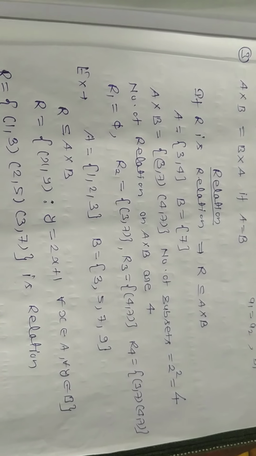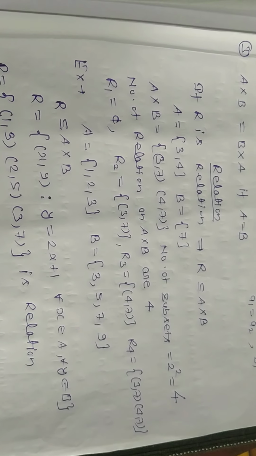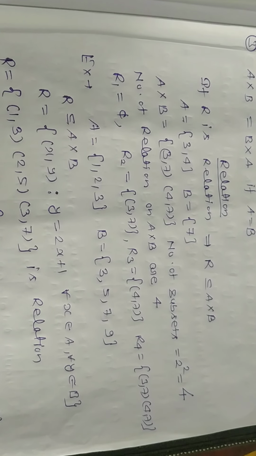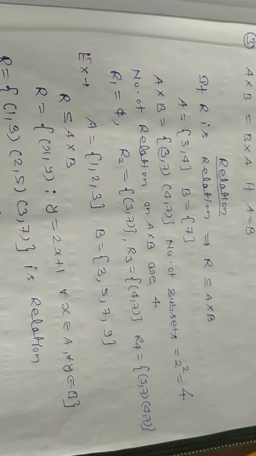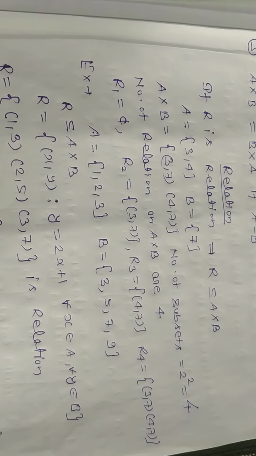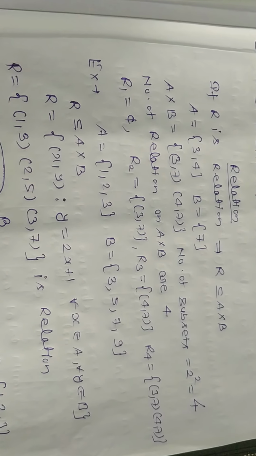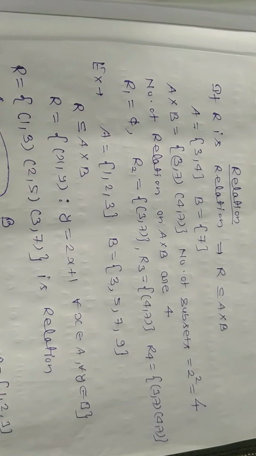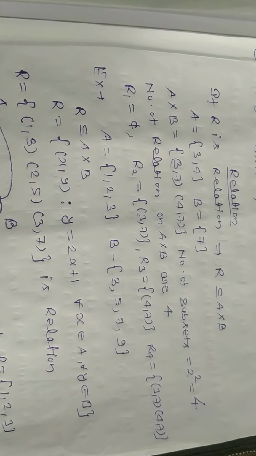Now relation. Relation is also a set, a set where the elements are ordered pairs, and R is a subset of A cross B. Because R is a subset of A cross B, all the elements of the set R are ordered pairs. That means relation R is a subset of A cross B. That means the total number of relations is equal to the number of subsets of A cross B.